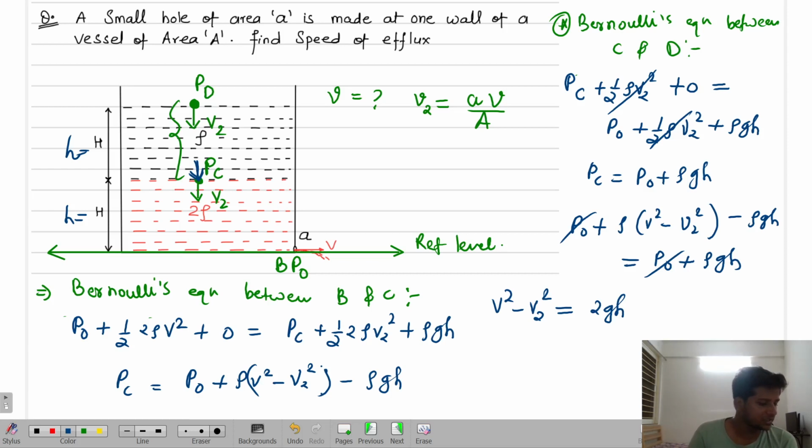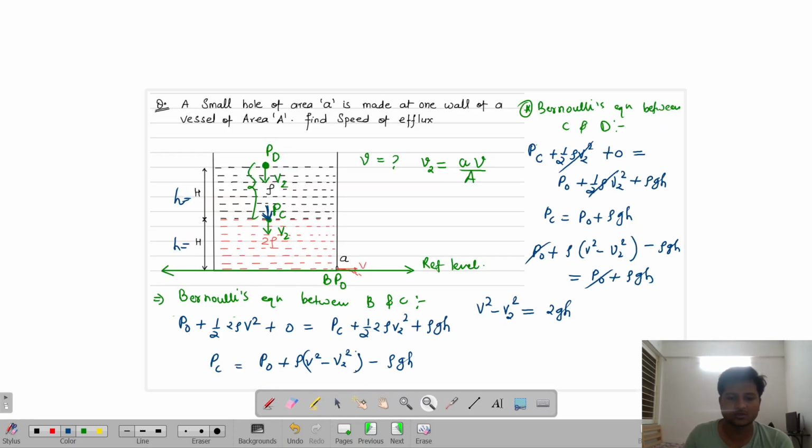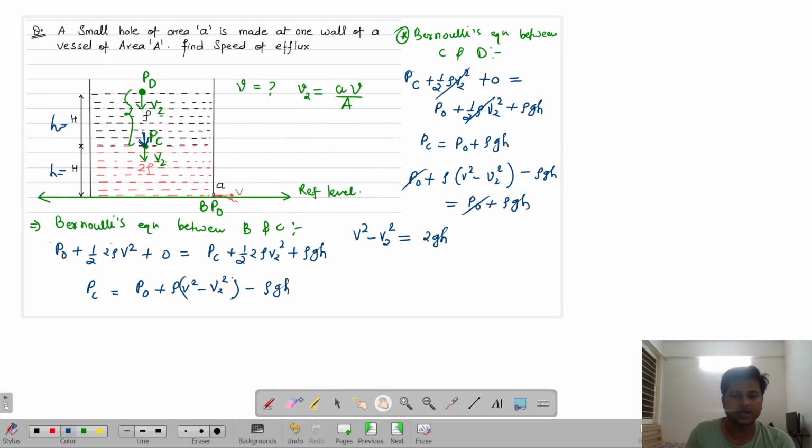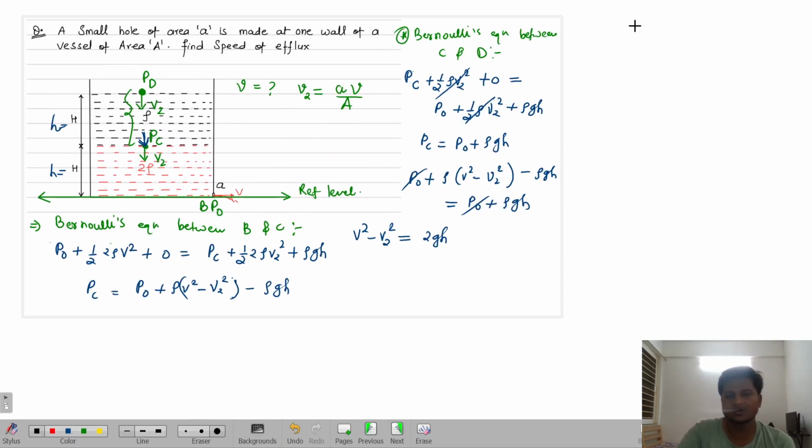V2 can be written as AB by A. We can put it like that. One minute, let me just. Yeah, so I got my relation: V square minus V2 square is equal to 2GH, isn't it?